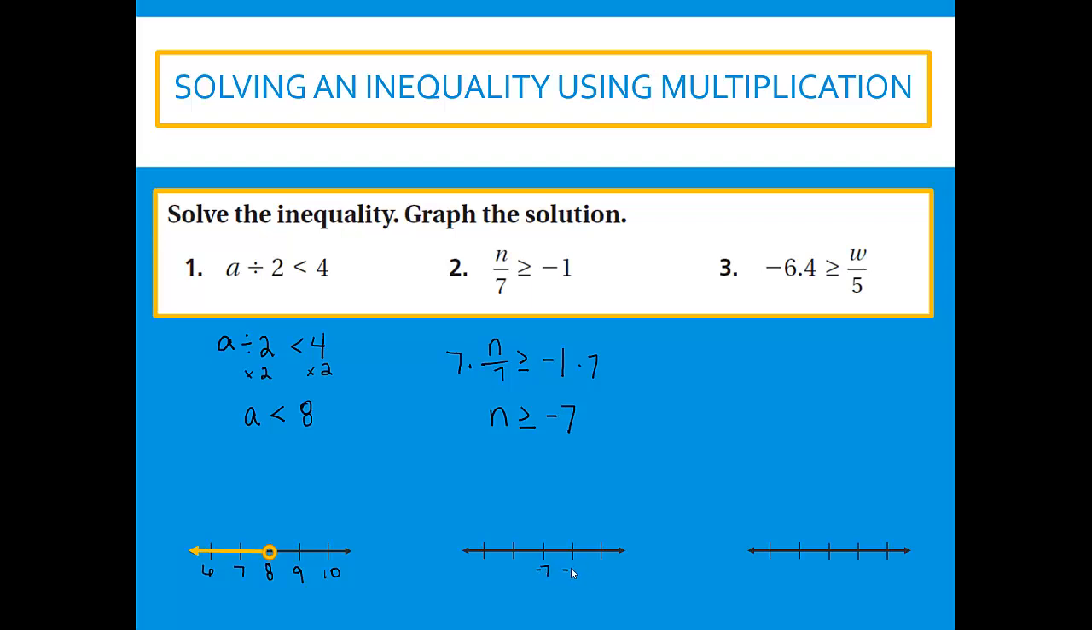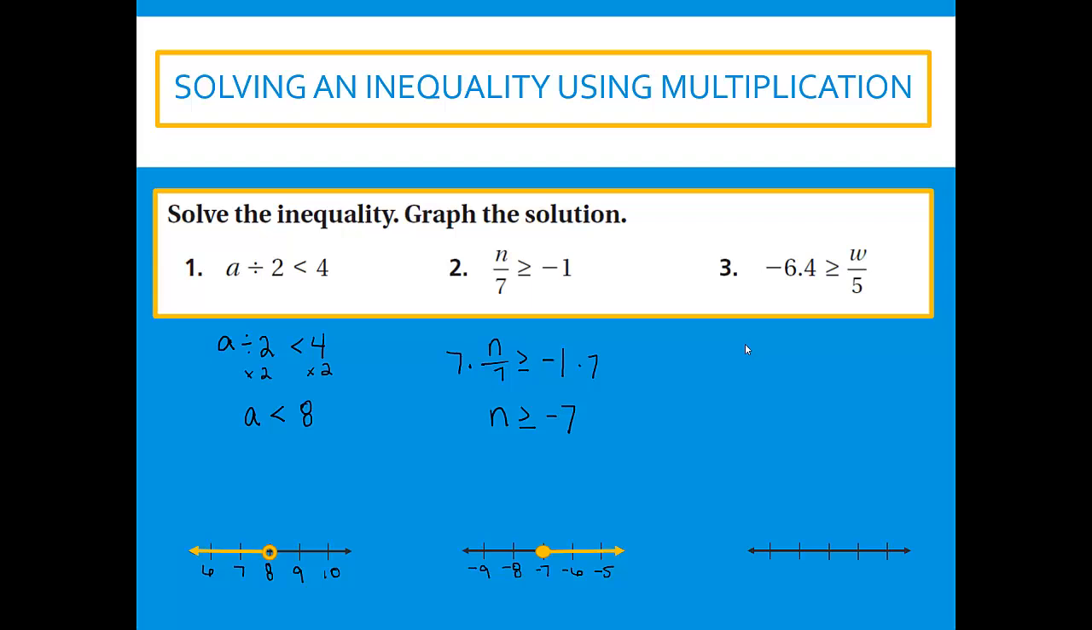Now we will fill out our number line, so we have -7, and then to the right, we have -6 and -5. And to the left, we have -8 and -9. Our symbol is greater than or equal to, so we have a closed circle at -7, and the numbers that are greater than or equal to -7 would be the numbers to the right. So we will shade to the right.